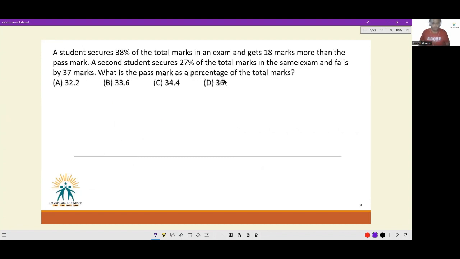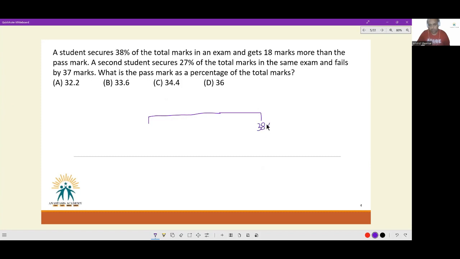Next, a student secured 38% of the total marks in an exam and gets 18 marks more than the pass marks. A student secures 27% of the total marks in the same exam and fails by 37 marks. What is the pass mark as a percentage of the total marks? Now see how we can interestingly see this.